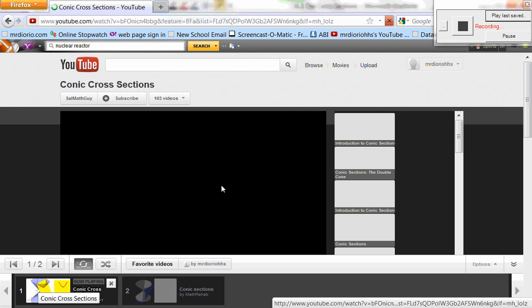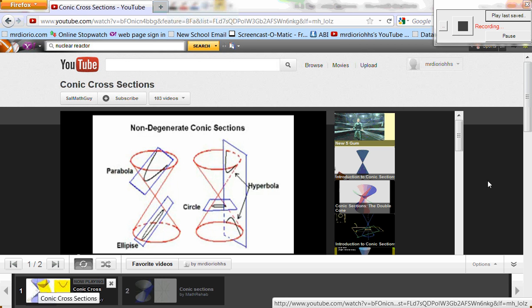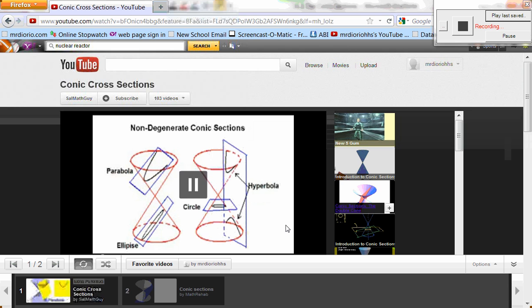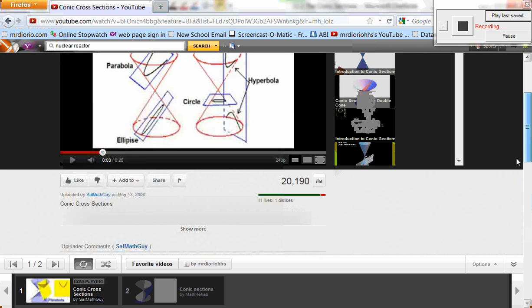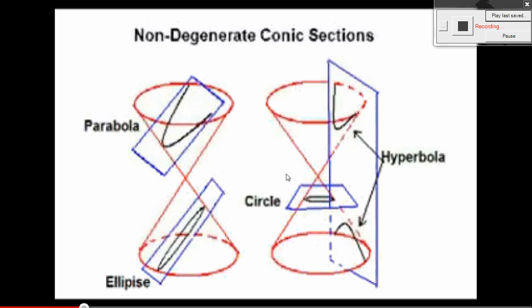This is the one I want right here. Why'd you search nuclear reactor? Oh, I'll show you in a second. Hey, make this thing bigger. Oh, there we go. Here we go.